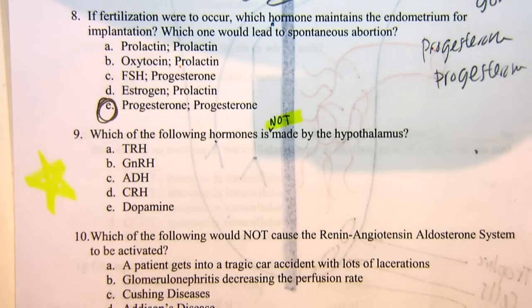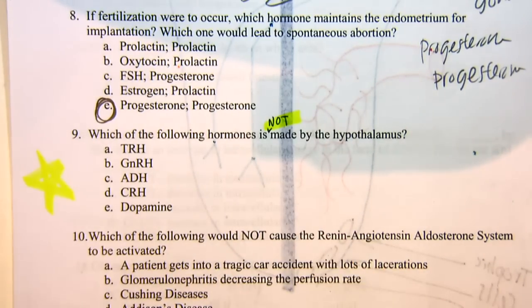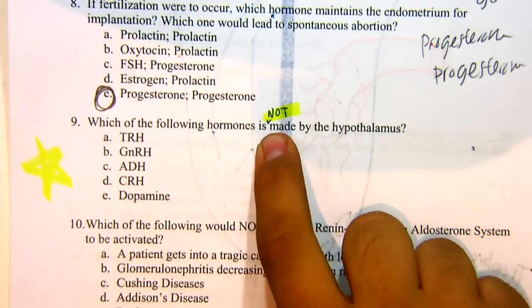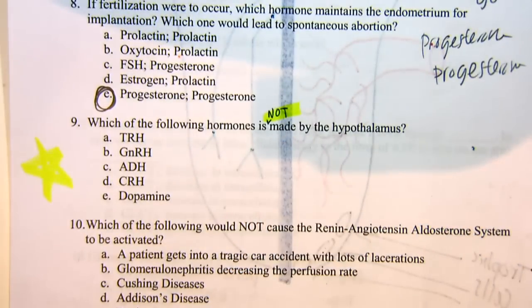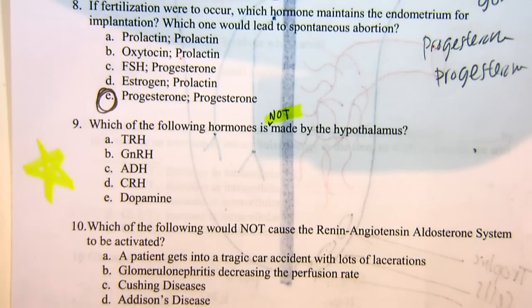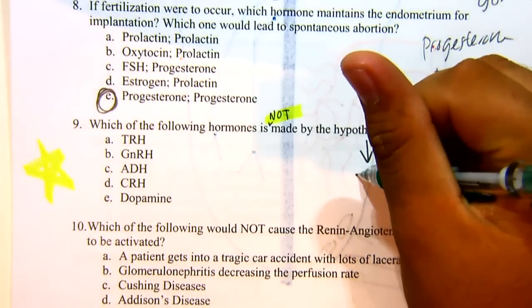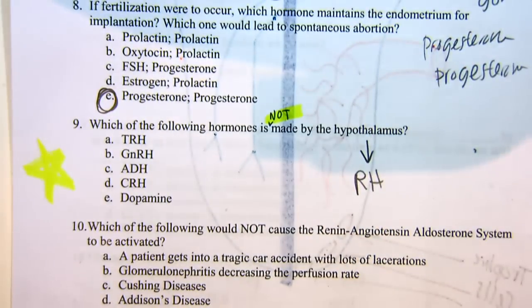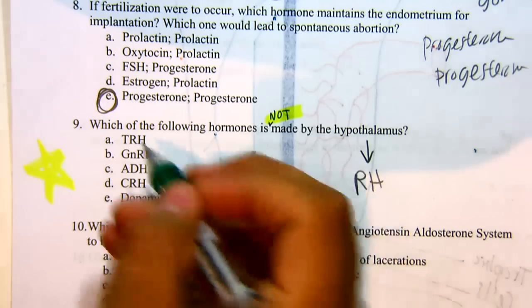Oh yeah. So I forgot to mention we're doing number 9, right? I made an error. It should be which of these is not made by the hypothalamus. So we know the hypothalamus is the one that secretes releasing hormones. So anything that's not that is not the answer.